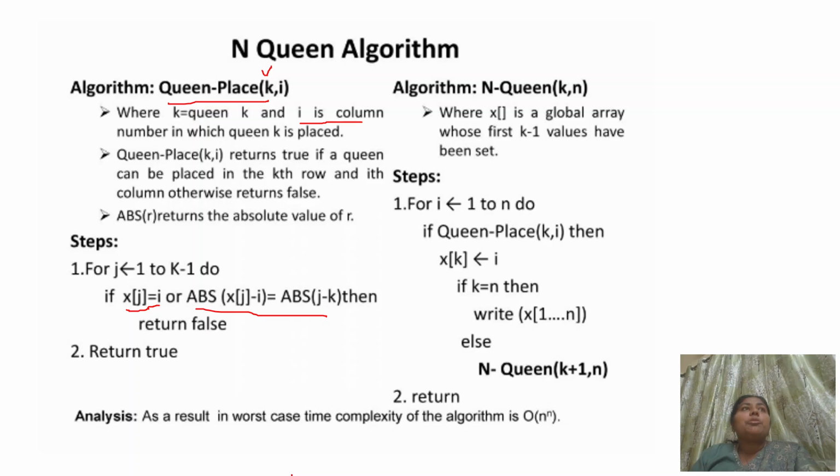Again here j is equal to 1 to k minus 1. So what is k minus 1? That depends upon the n rows as well as n columns. So what is the time complexity here? It is O of n power n. So that is the normal time complexity that we are going to have in the n queens problem.